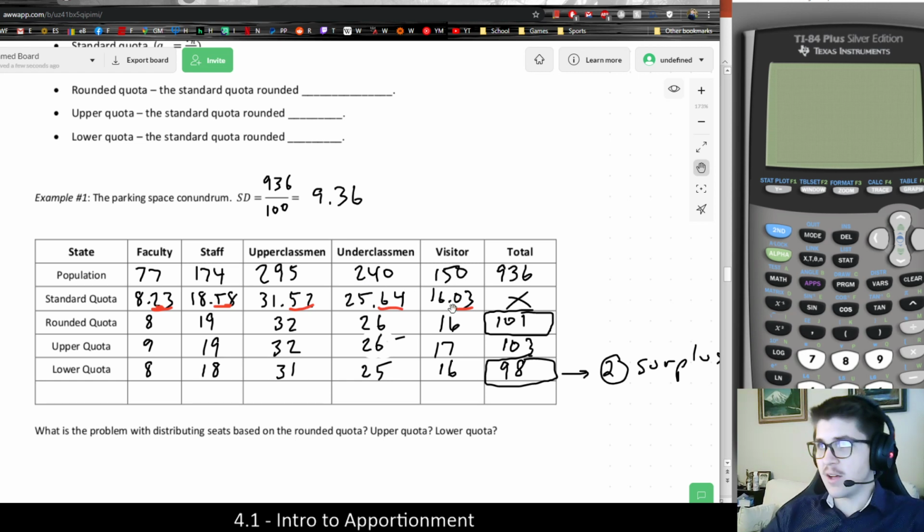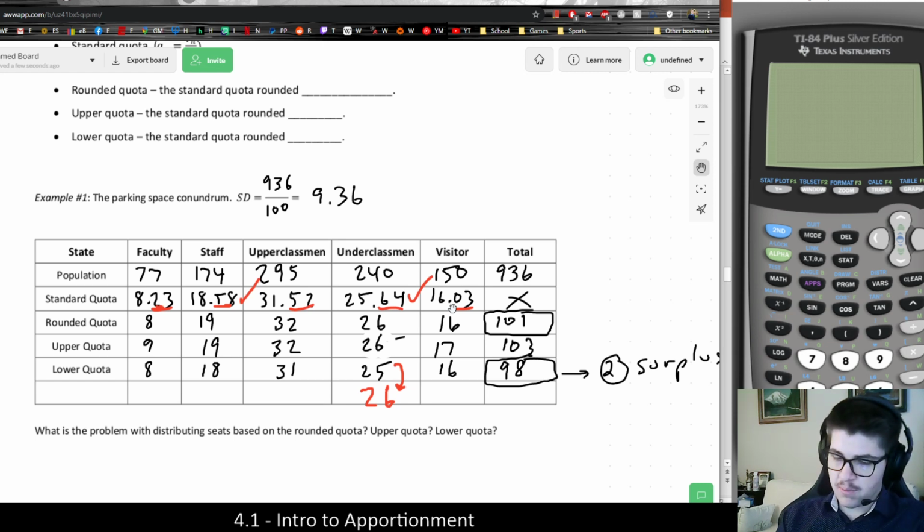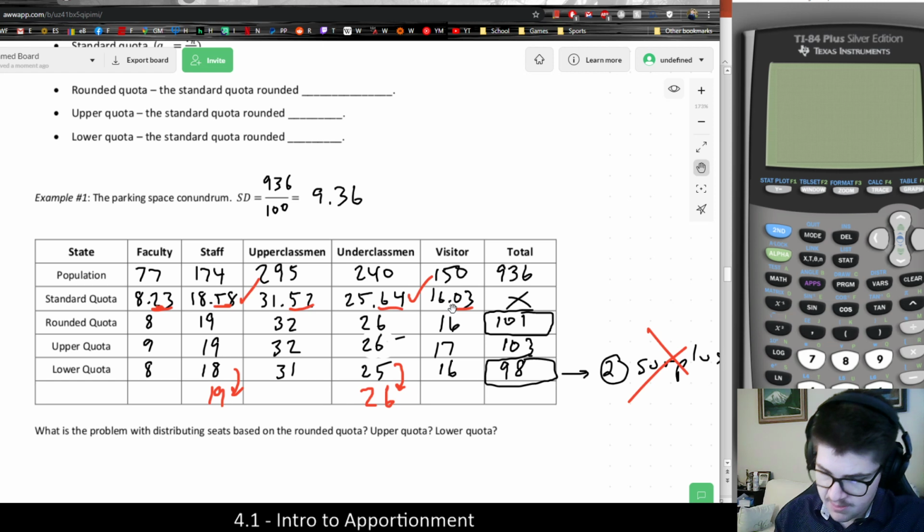Looking at this, the underclassmen had the largest residue, so they get the first surplus seat. They increase from their lower quota to their upper quota instead. Then the staff had the next biggest, with 0.58, and the other three are less. So staff would get their upper quota of 19. Basically, I'm adding one seat to each of the two with the largest residues. Once I've run out of surplus seats, that's it. Every other state remains at its lower quota.